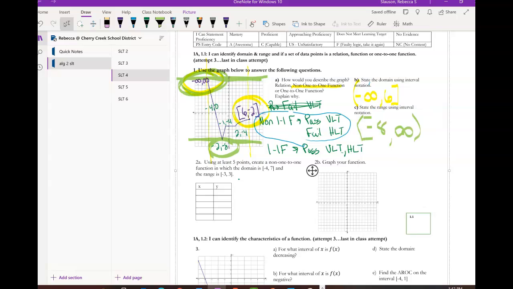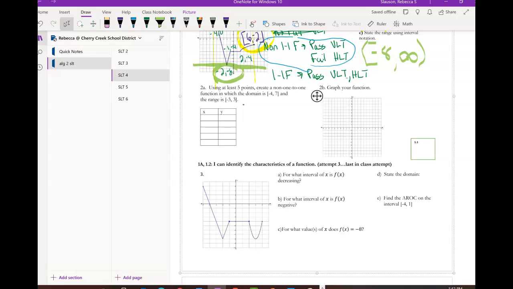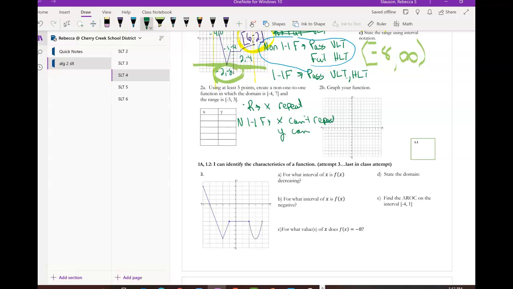All right, number 2. So on number 2, what we're going to do is create a non-one-to-one function. So let's talk about these in a table. In a relation, what's going to make it fail the vertical line test is that x would repeat. In a non-one-to-one function, x can't repeat, and y can. And in a one-to-one function, x and y can't repeat.